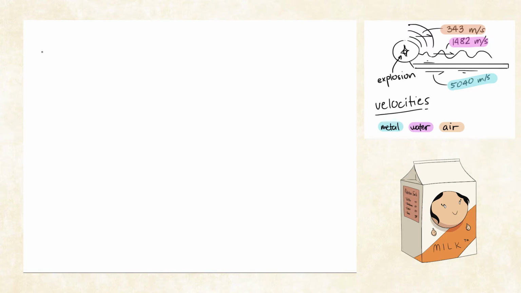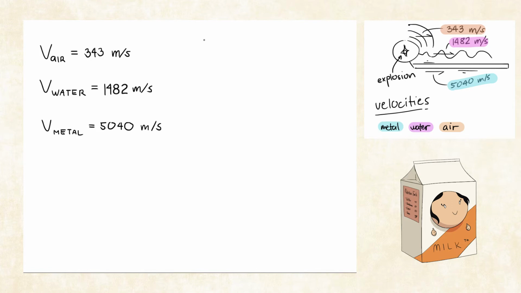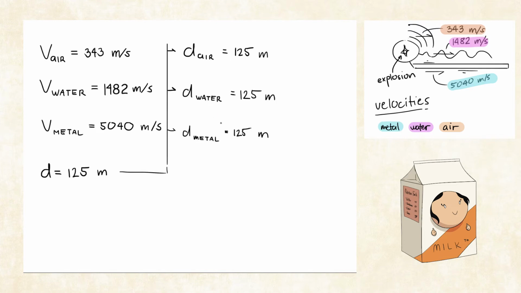Let's write the given pieces of the equation first. The sound propagates through the air at a velocity of 343 meters per second. So we write that down as V sub air is equal to 343 meters per second. You do the same for water and the metal, giving them their respective velocities. The distance they travel is also given. All media is 125 meters long. So to make it organized, we'll write D sub air, D sub water, and D sub metal all being equal to 125.